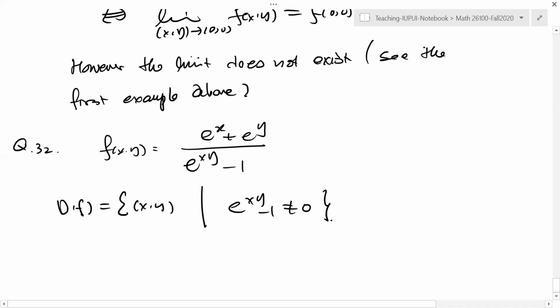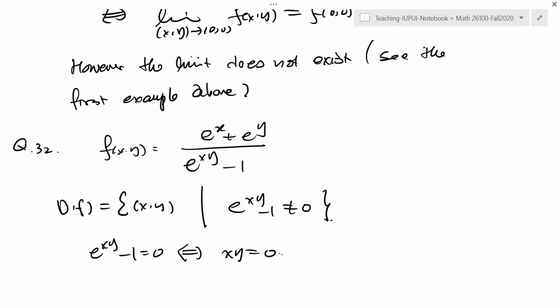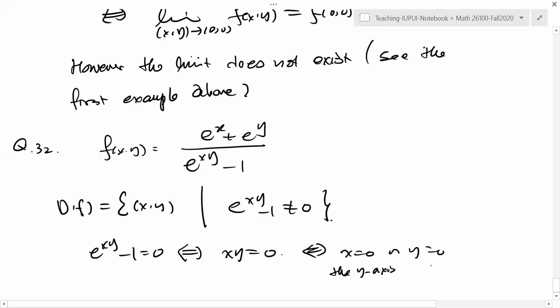So let's take a look at this equation. This is equivalent to saying x times y is going to be 0, because that's the only possible case. So x times y is 0. What does that mean? That means either x is 0 or y is 0. If x is 0, you get the y-axis. If y is 0, you get the x-axis.